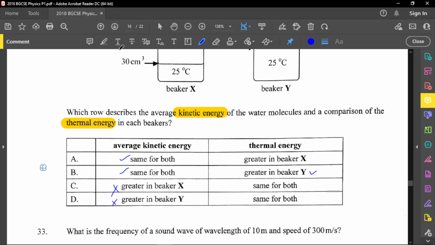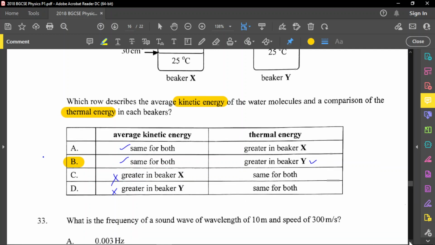Y has to be greater in thermal energy. All right, so that's good for that. 33, let's look at 33 now.